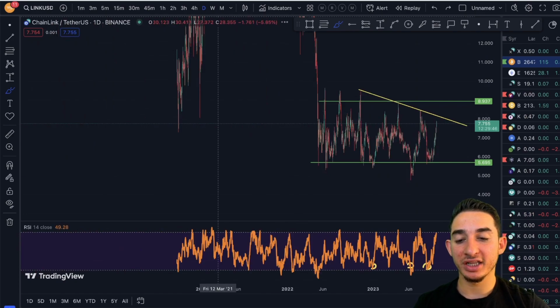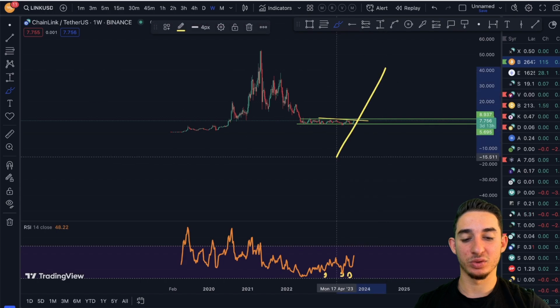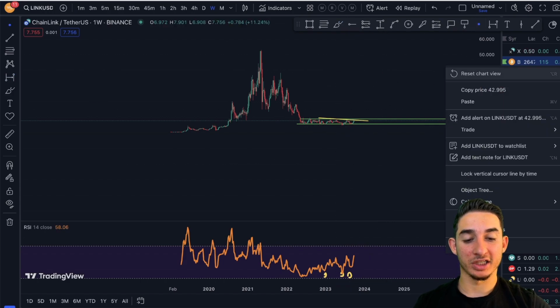Now, if we have a look on Chainlink right here, let's take out the weekly candle so we make it more clean real quick and expand that. Let's do something like that. Sorry. Okay, let's remove this real quick.